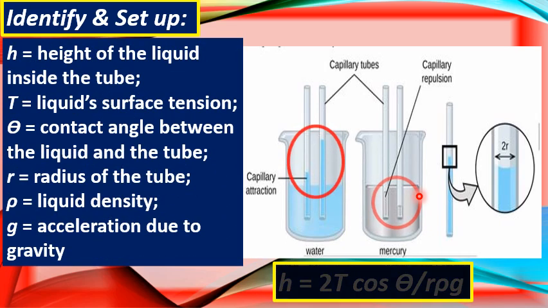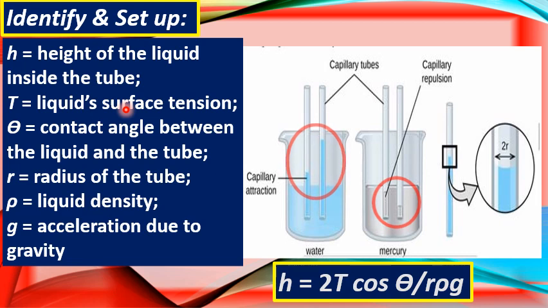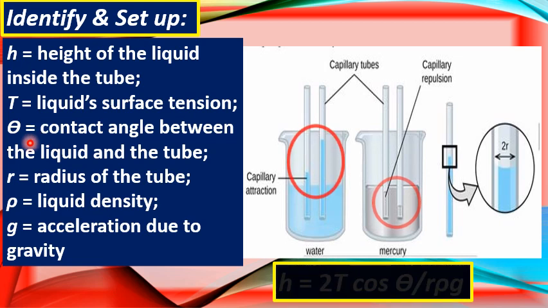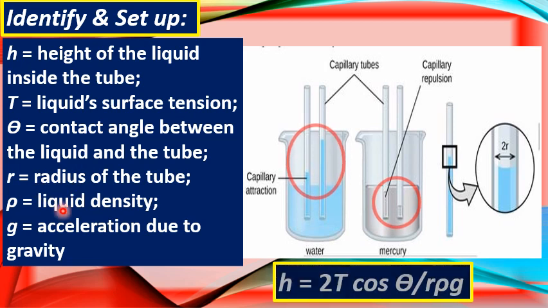How high the liquid rises or how low it falls depends on the surface tension, capital T, of the liquid, the angle of contact theta formed between the liquid and the tube, the inner radius of the capillary tube, the density of the liquid, and acceleration due to gravity.